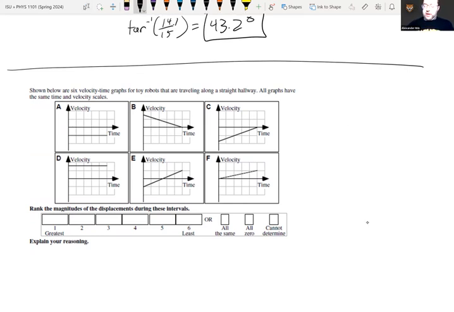Now, we're asked to rank the magnitude of the displacement. The main takeaway from this one is that displacement is area under the curve. You can make some magnitude judgments, but honestly, I think it's fairly straightforward just to calculate it. If we look at A, you can just count the squares. It's five squares. However, note that the velocity is negative, so velocity is less than 0. This means that delta x will be less than 0. So this one has a -5.